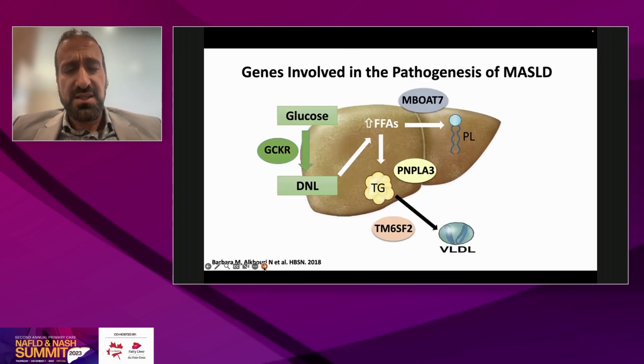There are other genes that I just want to mention quickly, including GCKR, which is involved in de novo lipogenesis, MBOAT7, which is important in the incorporation of fatty acids into phospholipids, and then TM6SF2, which is important for the release of triglycerides in the form of VLDL.